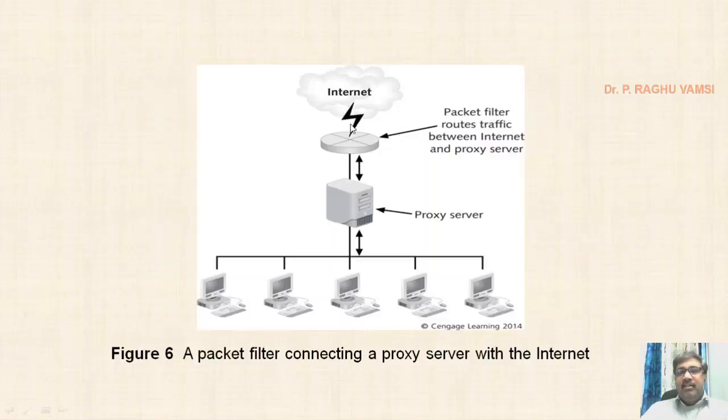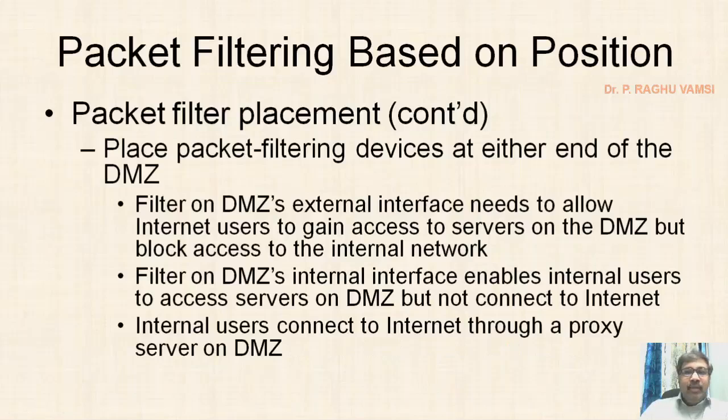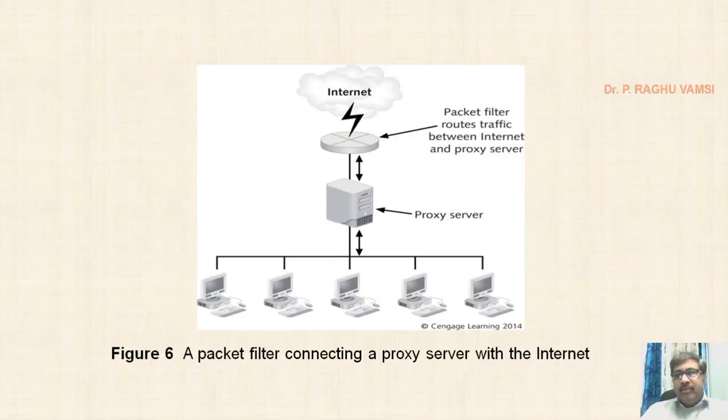So it is just like this: from the internet, the packet filter routes traffic between the internet and the proxy server, and here the proxy server will be there. From there, again to the local network. This is the way it will be created. Packet filter based upon position: here the packet filter placement will be like this. Either you may set one before the proxy server, especially to safeguard the proxy server, or if you want to safeguard the local area network, one more packet filter may be placed after the proxy server. Okay, so this is the way you can set it.